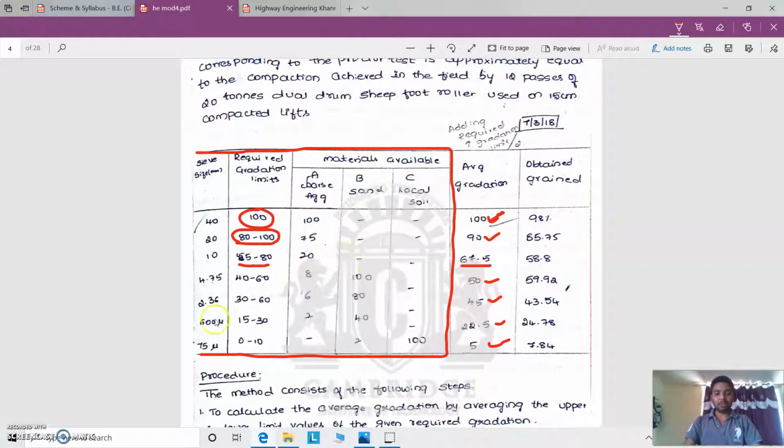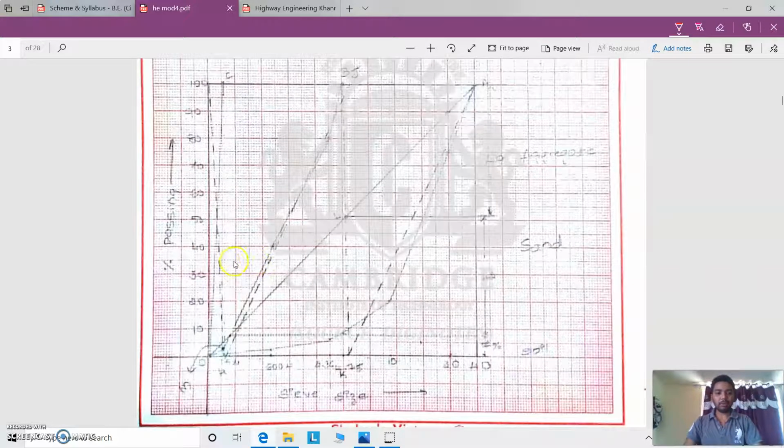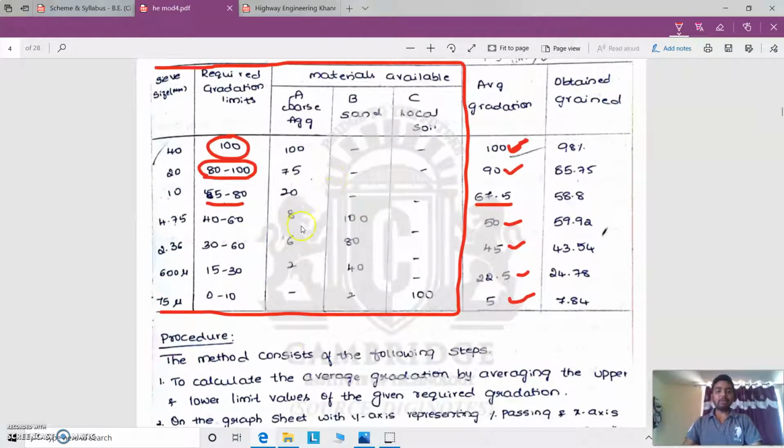Once we know the sieve sizes and the percentage passing for the different materials A, B and C, they may be plotted on the graph. As you can see here, in a normal graph we plot the sieve sizes on the x-axis and the percentage passing on the y-axis. Here we have 0 sieve size, and we go up to 40 mm sieve size, right? And for material A, material B and material C, we have to plot the graph.